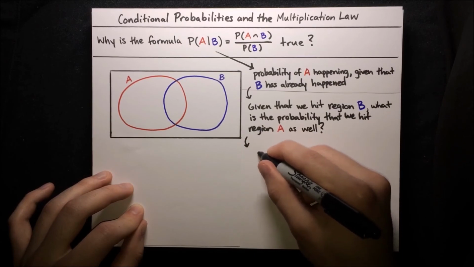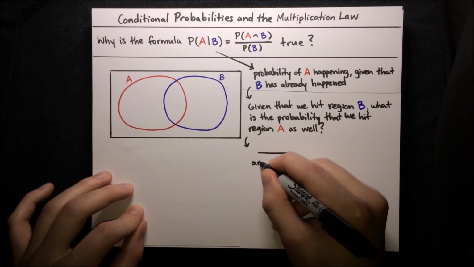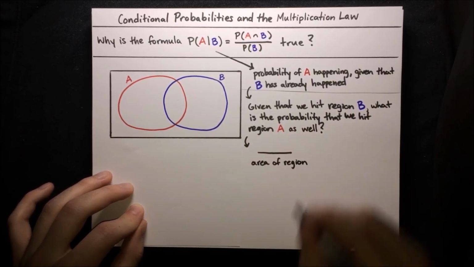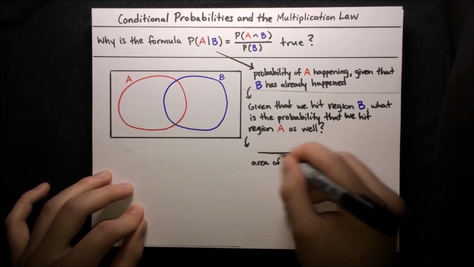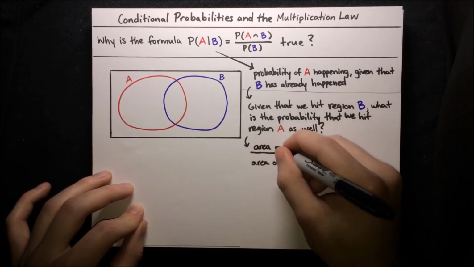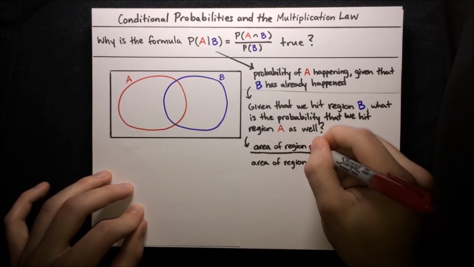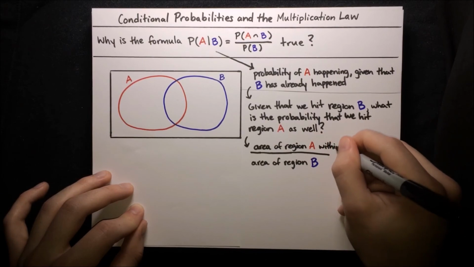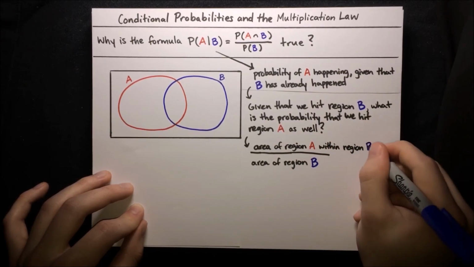Well, that's just this following ratio. It's given that we hit region B, so out of all that area of region B, we are hitting some bit of area of region A within region B.